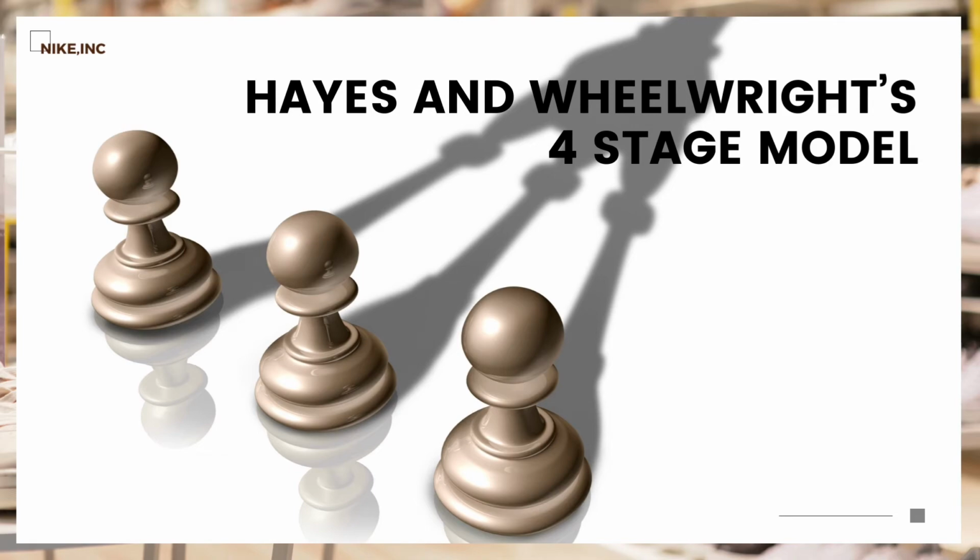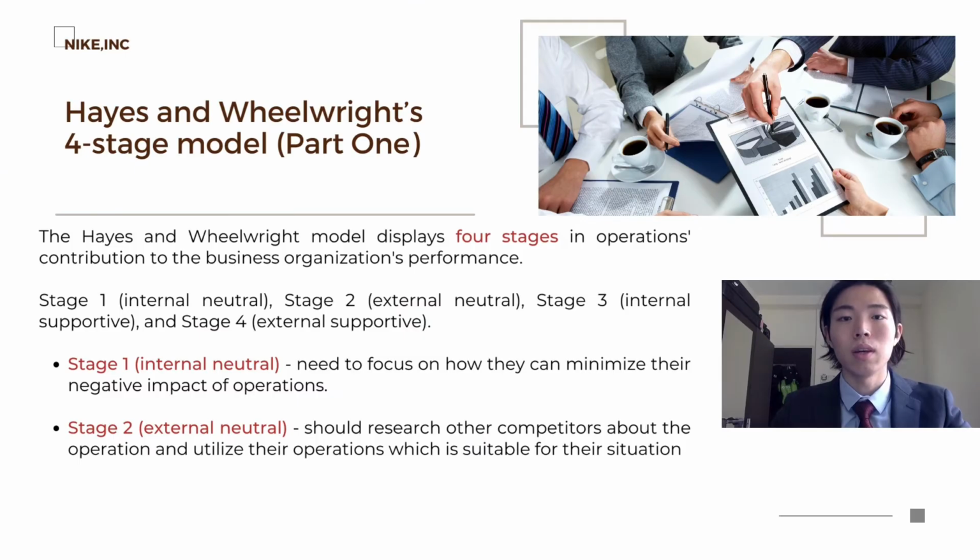Hayes and Wheelwright's four-stage model. The Hayes and Wheelwright model displays four stages in the contribution of operations to the performance of the business organization. The model states that these four stages can be identified in the form of a progression of increasing contribution to firm success or goal achievement.